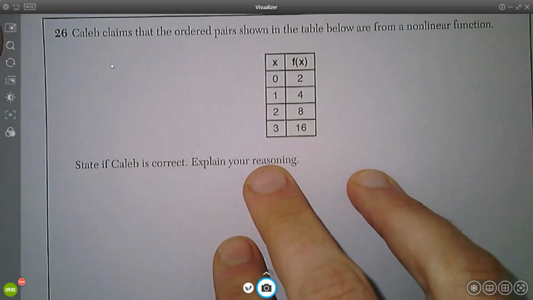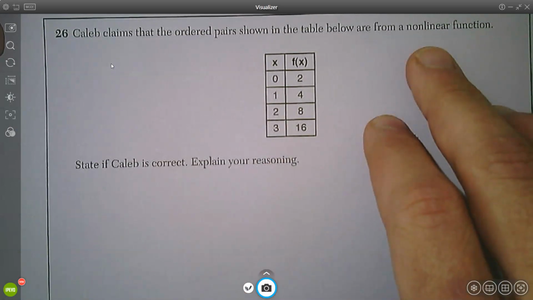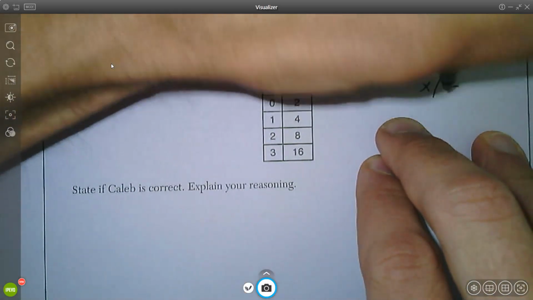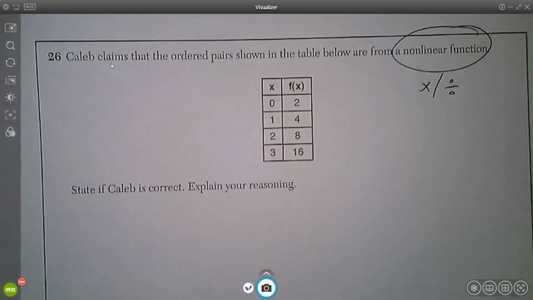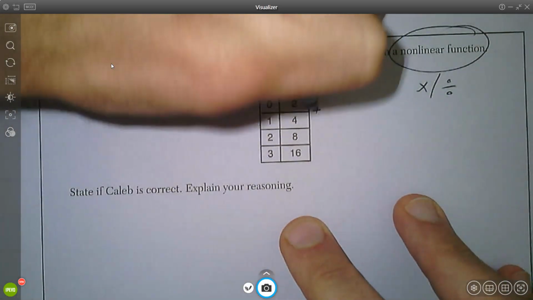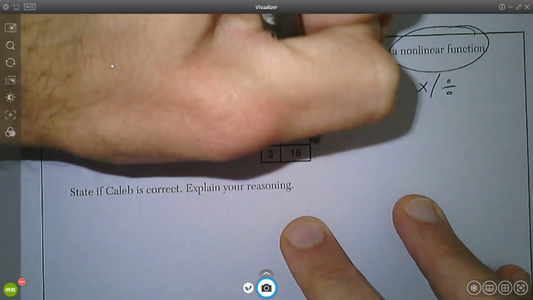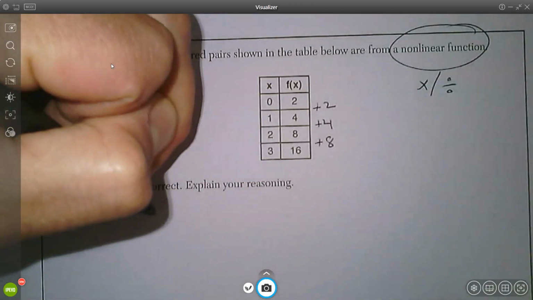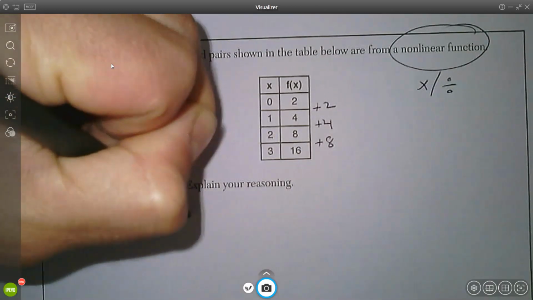26. Non-linear function means it has to be multiplication or division that's happening, not adding or subtracting a constant rate. So here it's +2, +4, +8. So I would agree. Caleb is correct.